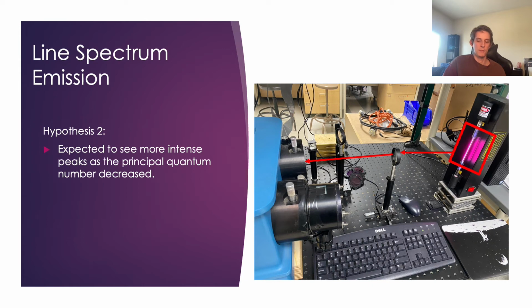I expected to see more intense peaks as the quantum number of the upper energy level decreased. This is due to the lower energy gap, allowing more electrons to readily make this transition.